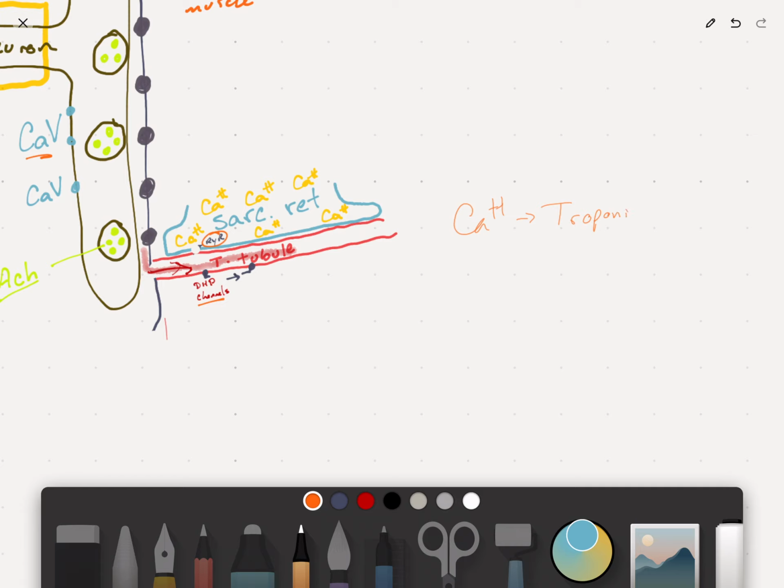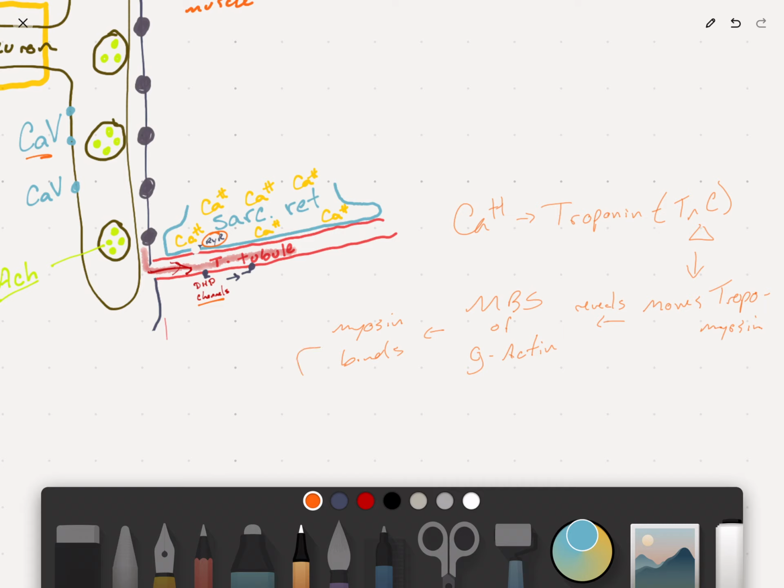Calcium then binds to troponin, specifically at the TnC subunit. This causes a change in configuration. This moves tropomyosin. Tropomyosin reveals the myosin binding site of actin, G-actin to be specific. Remember, G-actin are just little balls that are put in a line to make filamentous or F-actin. Myosin binds.